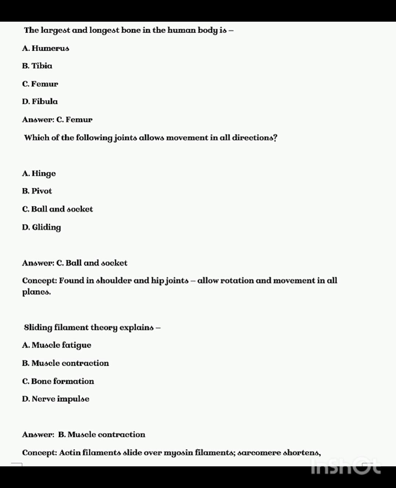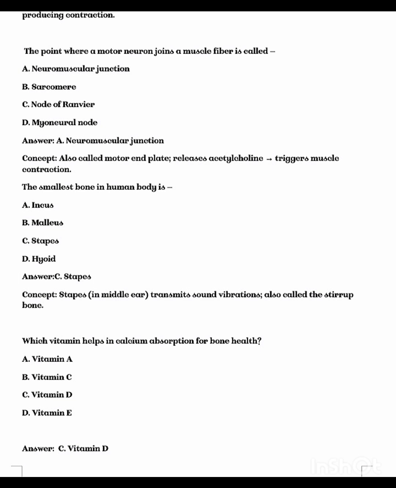Sliding filament theory explains: A. muscle fatigue, B. muscle contraction, C. bone formation, D. nerve impulse. Answer B. muscle contraction. Concept: actin filaments slide over myosin filaments. Sarcomere shortens, producing contraction. The point where a motor neuron joins a muscle fiber is called: A.